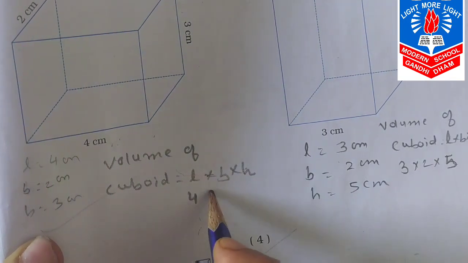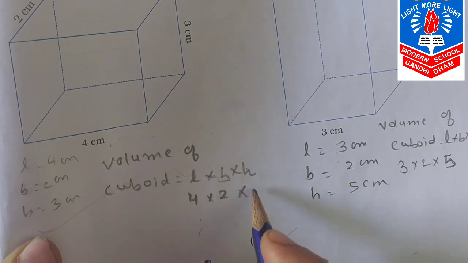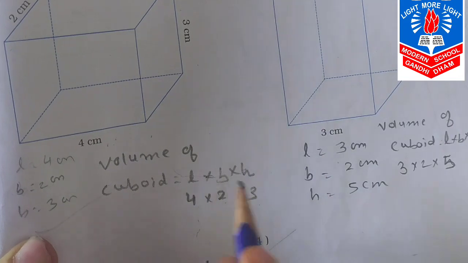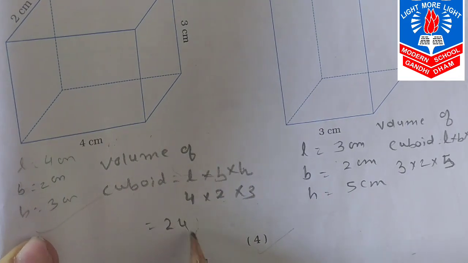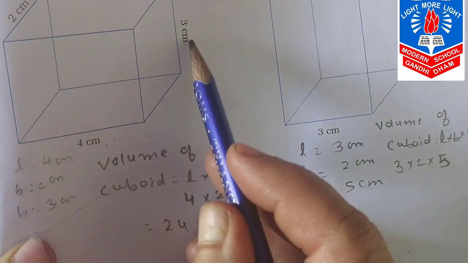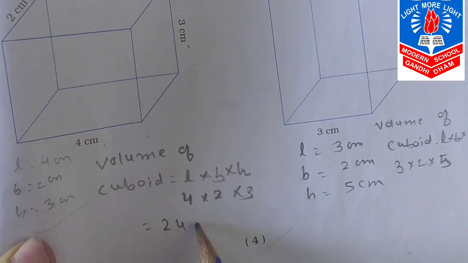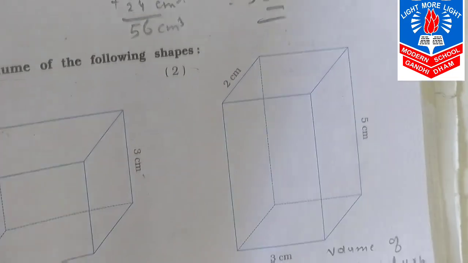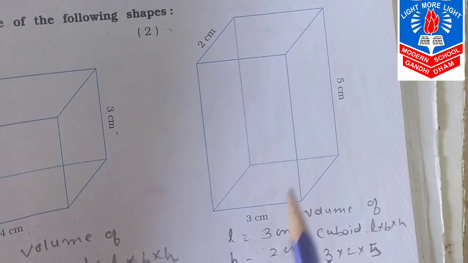Length is 4, breadth 2 and height 3. 4 2s are 8, 8 3s are 24. Is equal to 24 and its unit is given in centimeter. So we write centimeter cube. Okay. See second one figure.